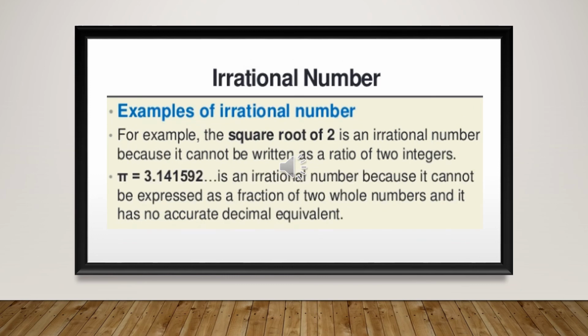Here are some examples of irrational numbers. The square root of 2 is an irrational number because it cannot be written as a ratio of two integers. The value of pi, that is 3.141592, is an irrational number because it cannot be expressed as a fraction of two whole numbers and it has no exact decimal equivalent.